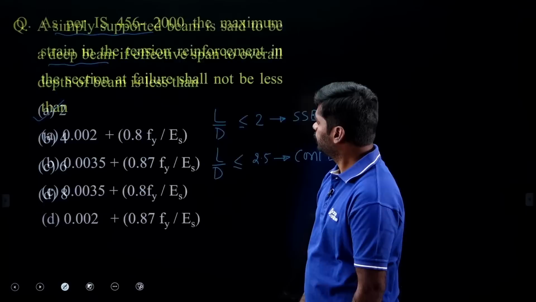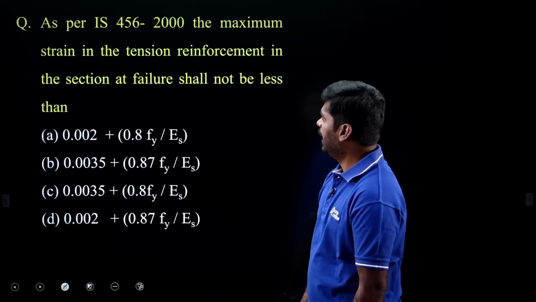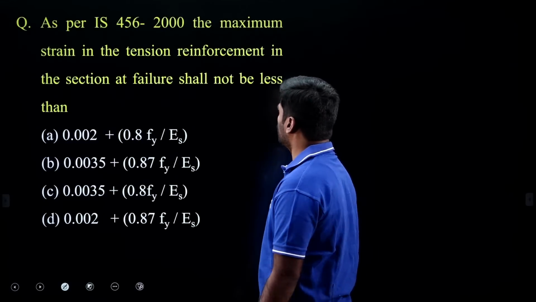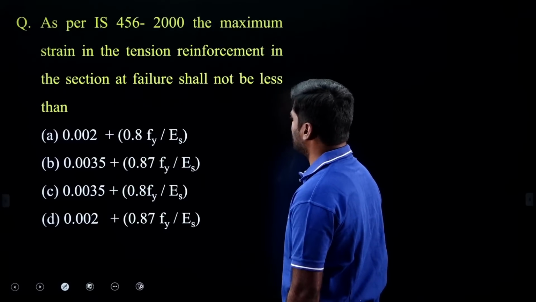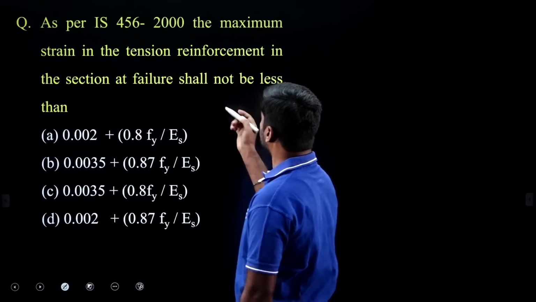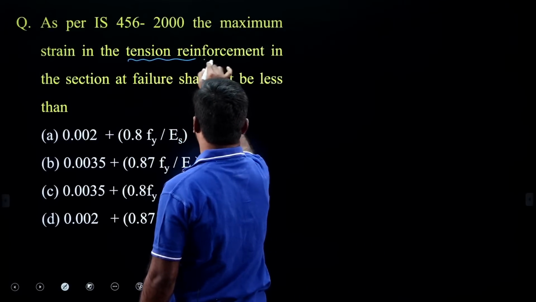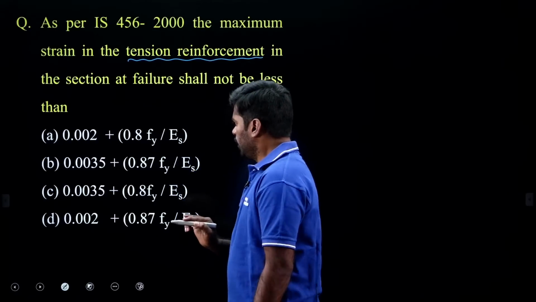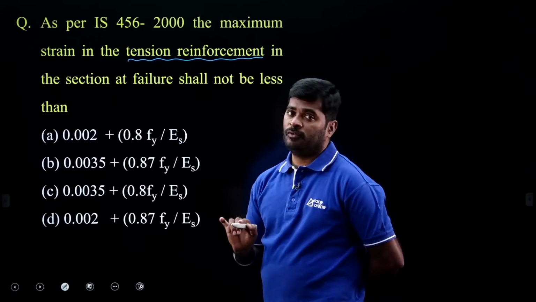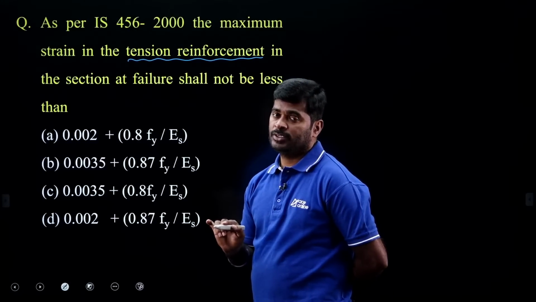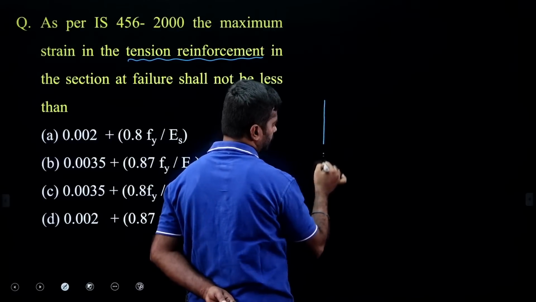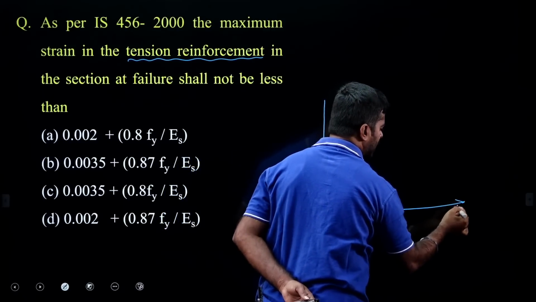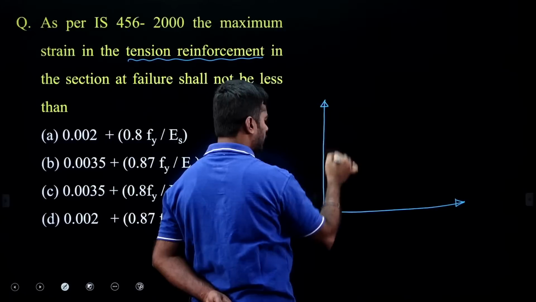Next question, right. As per IS 456-2000, the maximum strain in the tension reinforcement in the section at failure shall not be less than. My dear, tension reinforcement, it is very, very important, tension reinforcement. At the time of failure, what is the maximum strain in the tension reinforcement? See, this is the stress strain curve recommended by IS 456-2000.